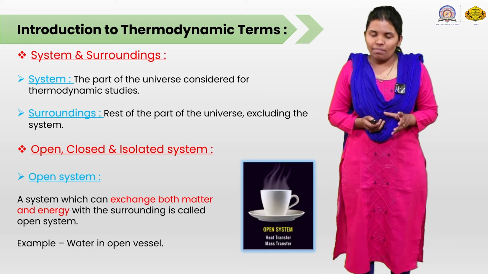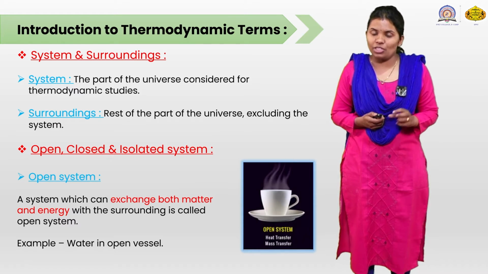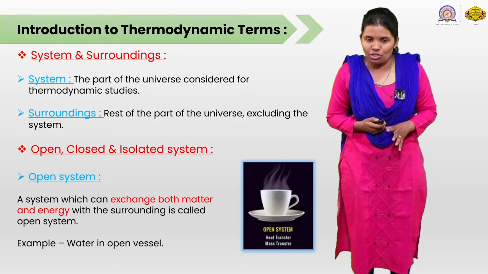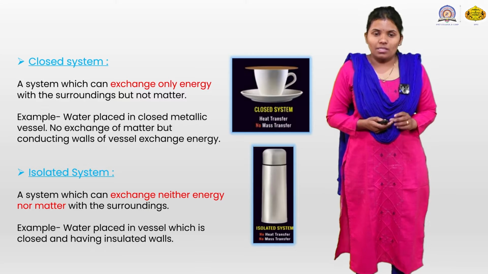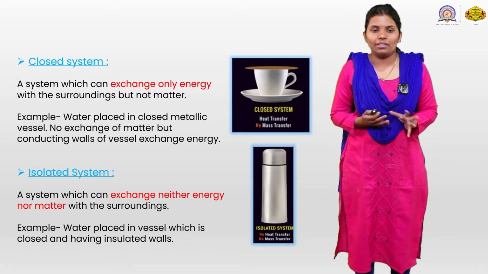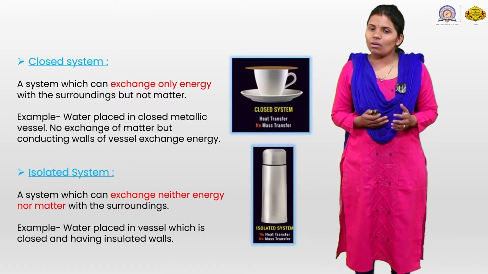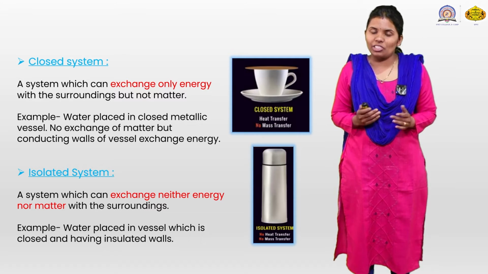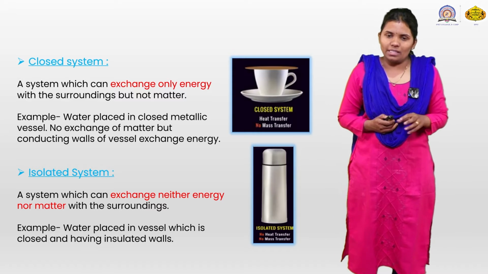So, open system: a cup of tea is the example for the open system, which exchanges both matter and energy with the surrounding. Next is the closed system, a system which can exchange energy only with the surrounding but not matter. A closed cup of tea only exchanges energy.